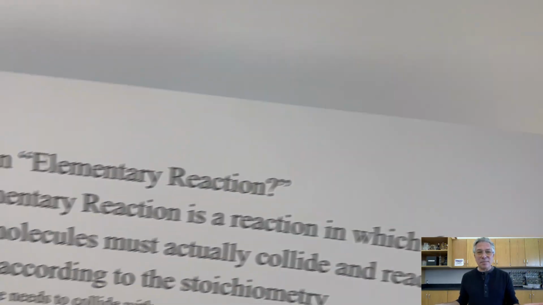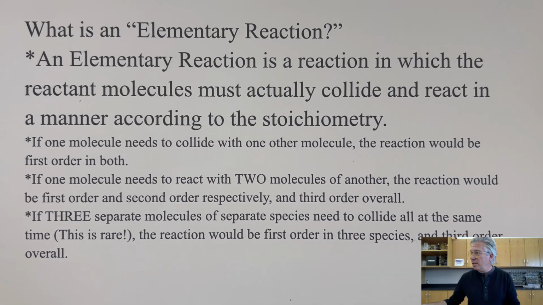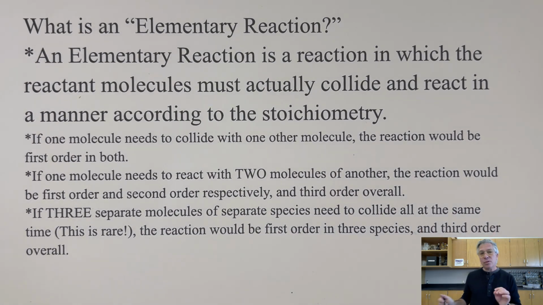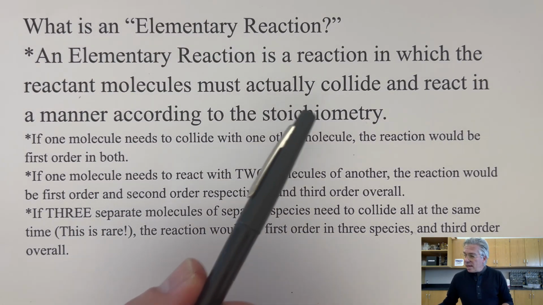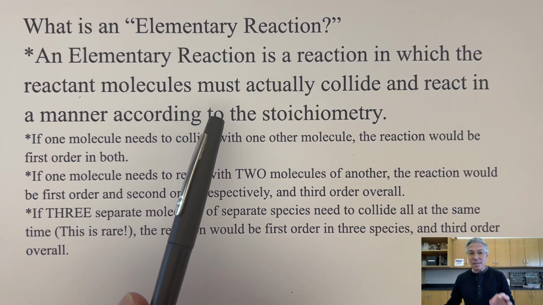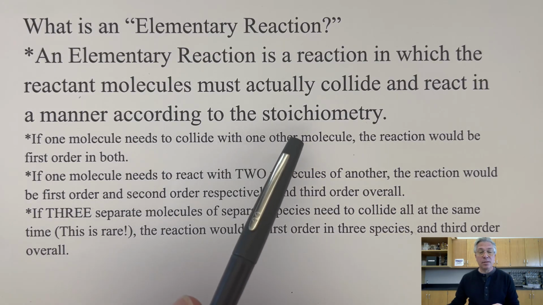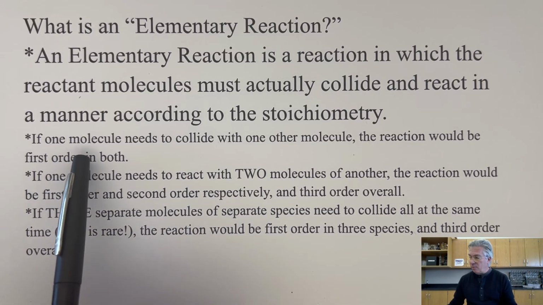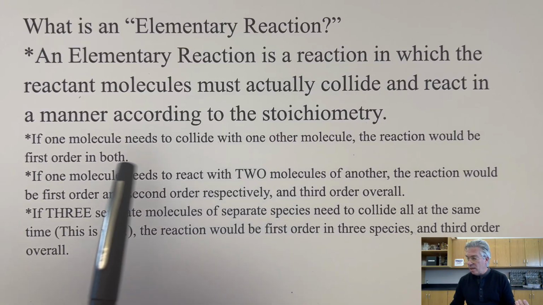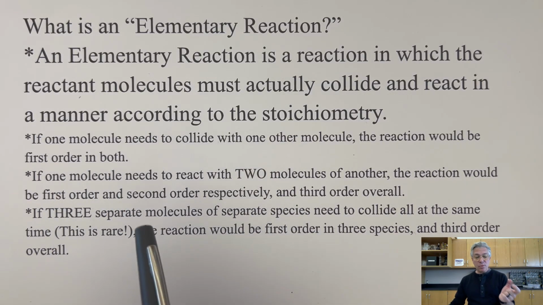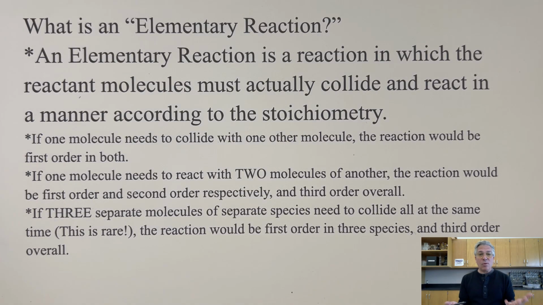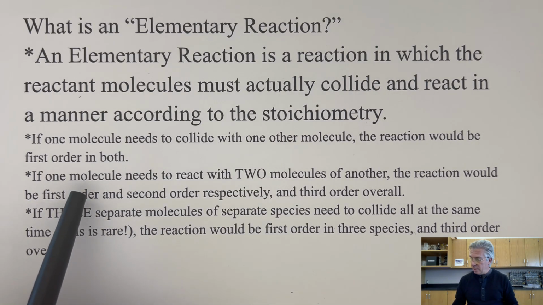Now, what is an elementary reaction? We've learned about reactions, but what is an elementary reaction? An elementary reaction, and sometimes you need to be told that it is elementary, is a reaction in which the reactant molecules must actually collide and react in a manner according to the stoichiometry. So, an example. If one molecule needs to collide with another molecule, the reaction would be first order in both, because both of those molecules are important. You have to have one of each, they hit, they collide, and without one or the other of them, the reaction's not going to happen. So they're very important to that reaction.